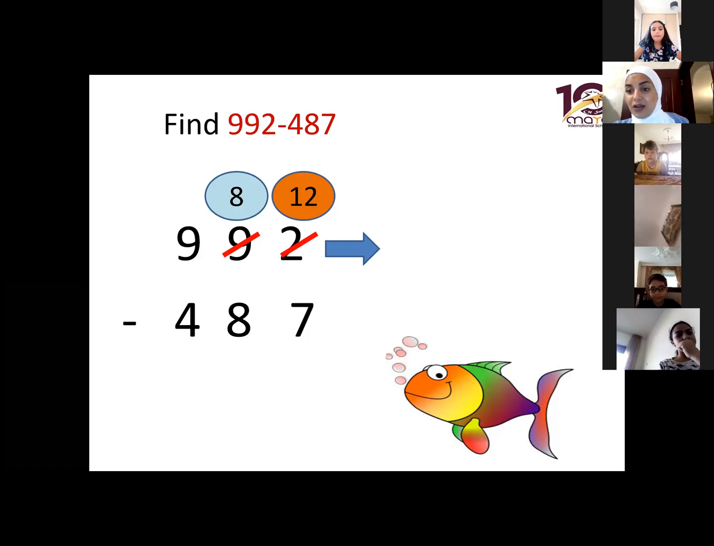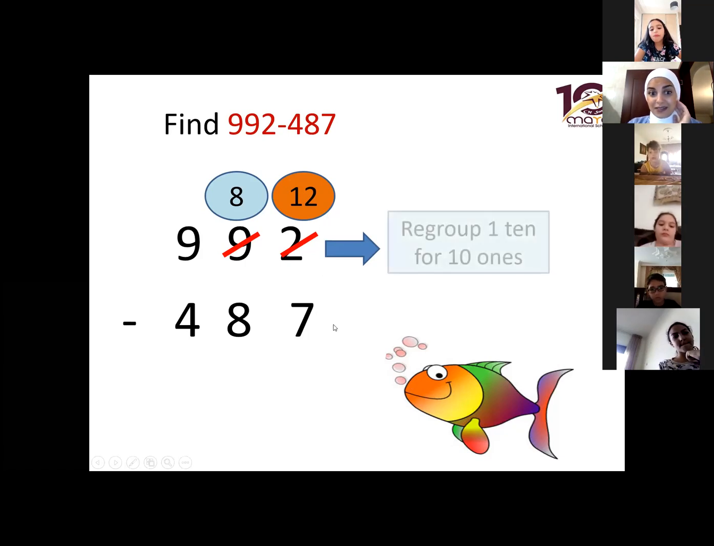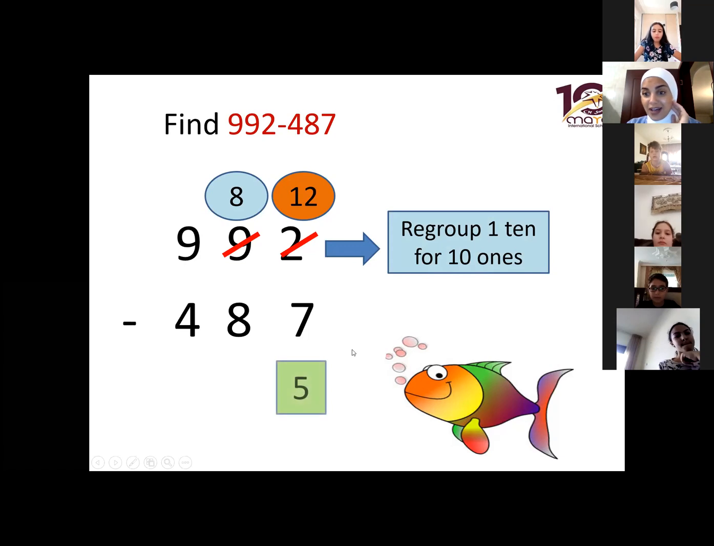Do you remember now your lesson, Maya? Good. So now we have 12 minus 7. Subtract, Maya. 5. Good job. 12 minus 7 is 5. Good. Now, thank you, Maya.